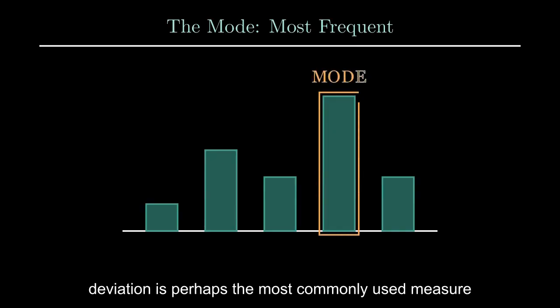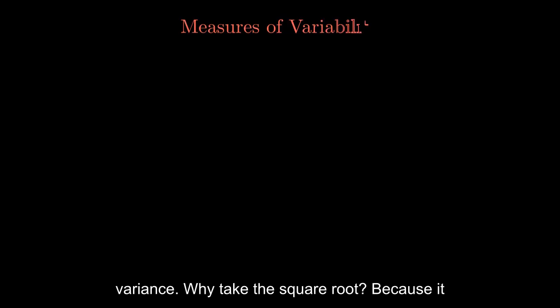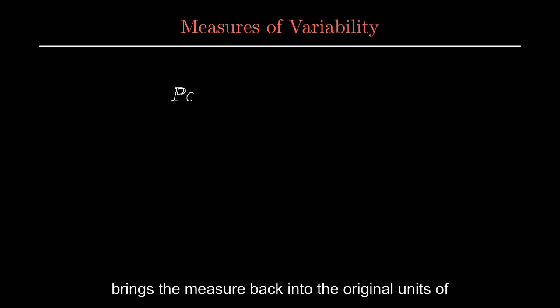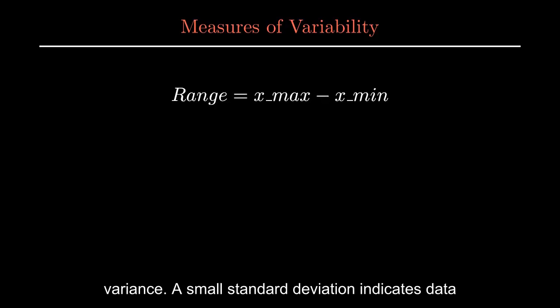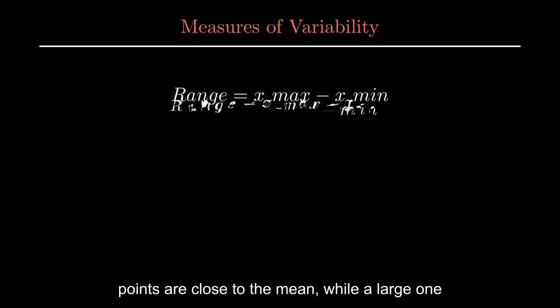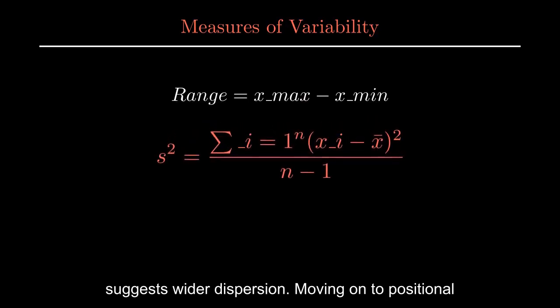The standard deviation is perhaps the most commonly used measure of variability. It's simply the square root of the variance. Why take the square root? Because it brings the measure back into the original units of the data, making it much more interpretable than variance. A small standard deviation indicates data points are close to the mean, while a large one suggests wider dispersion.